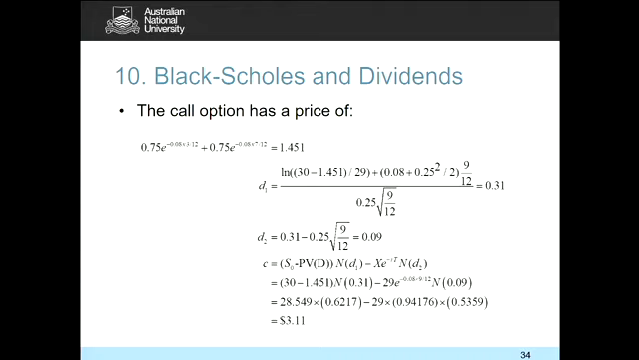So now my call option is going to be $30 minus, that's the spot price, 30 minus the present value of the dividends of 1.451, times N of 0.31. Look it up, you get 0.6217. Minus my exercise price of 29. I don't subtract 1.451 there because it's the exercise price, not the spot price.